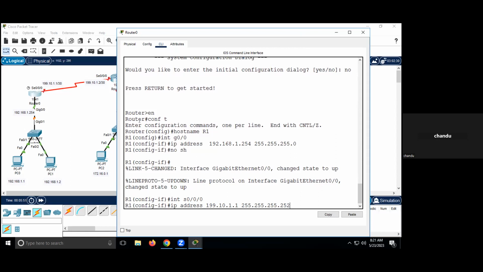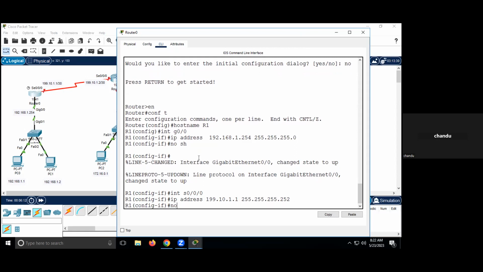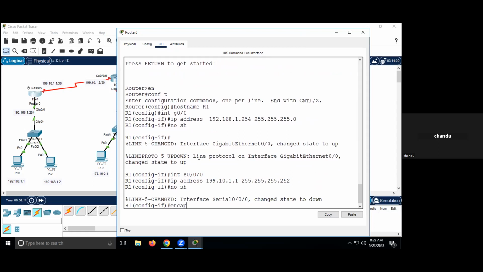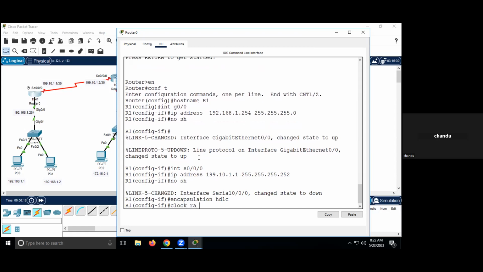In the IP address command, don't type the CIDR notation like /30, that is for topology, as an example. So /30 indicates that the subnet mask is 255.255.255.252. Then no shutdown, encapsulation HDLC, and clock rate 64000.